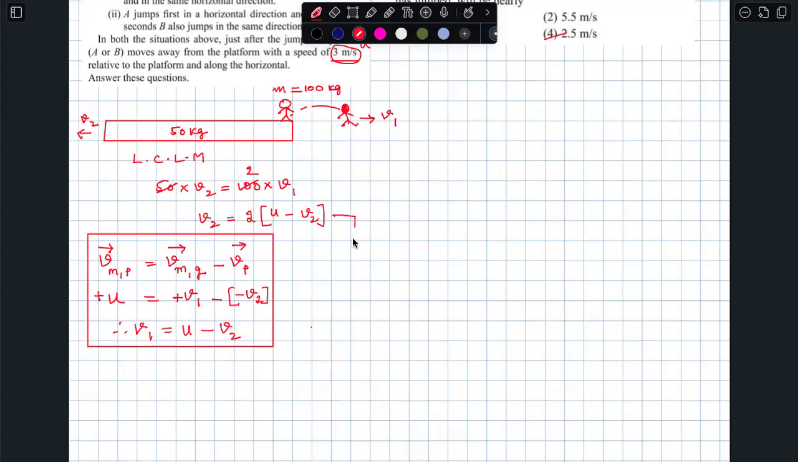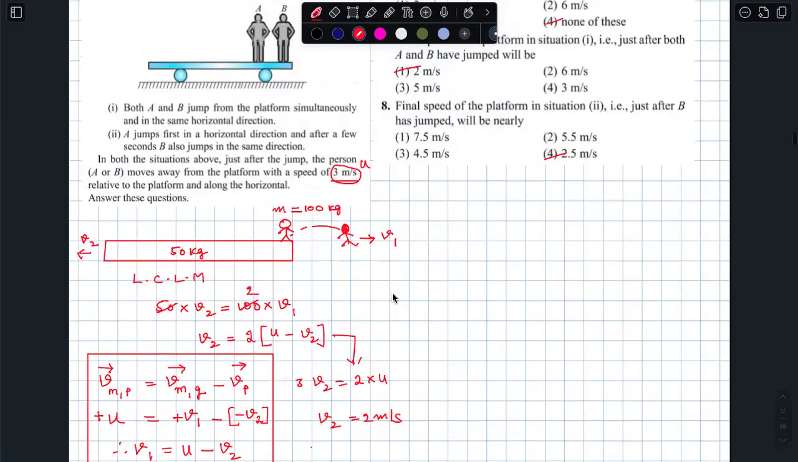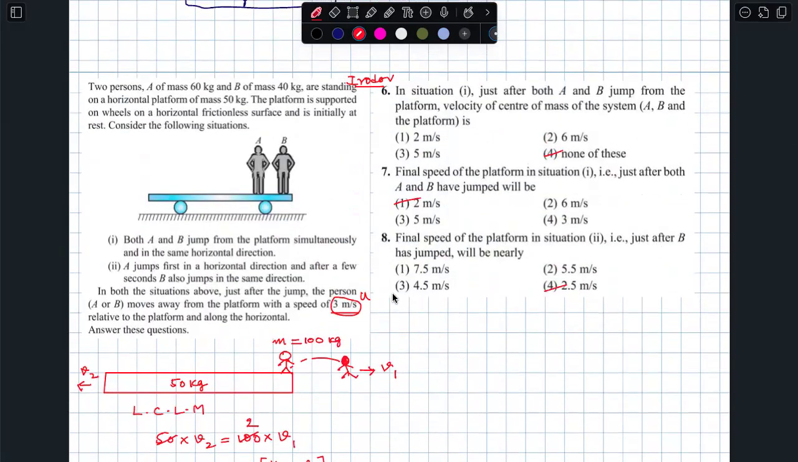Now I am going to use this. This is 3V2 is 2U. You have given U as 3 meters per second, so V2 is 2 meters per second. What do you want in this situation, just after A and B jump from the platform? The velocity of the center of mass of the system: there is no external force. Actually, I don't even require to do this, but the velocity of center of mass is 0. Why? There is no external force.